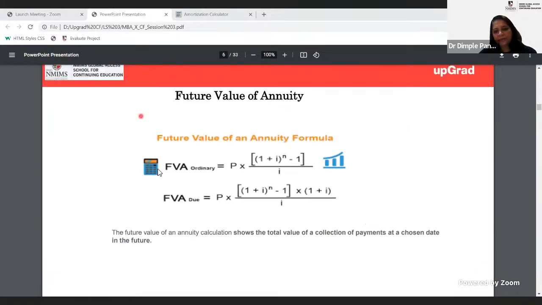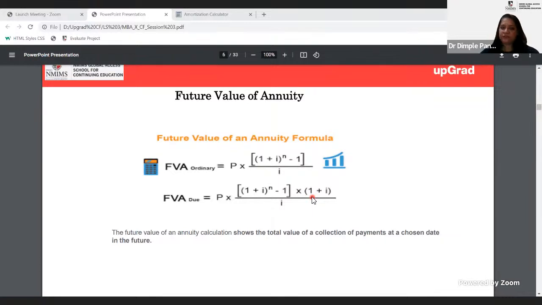Now, where will be the application of this future value of an annuity? This formula also you have seen: 1 plus r raised to n minus 1 divided by r. If it is ordinary, ordinary means end of the year. Annuity due means beginning of the year. So you multiply it by 1 plus r because you will earn interest for one more time. You have seen this in your earth-sync material.